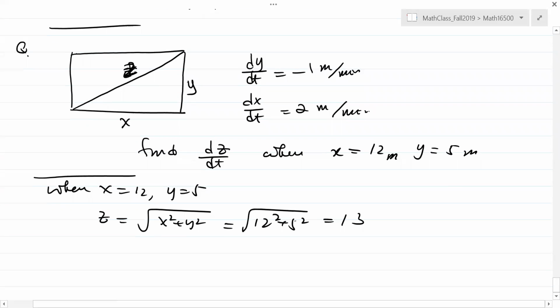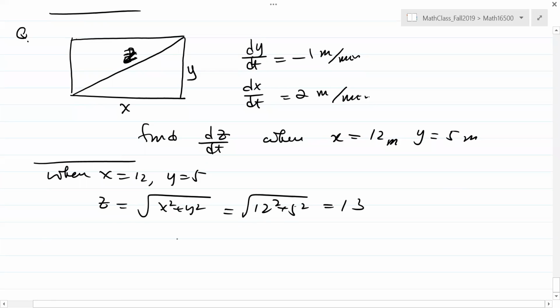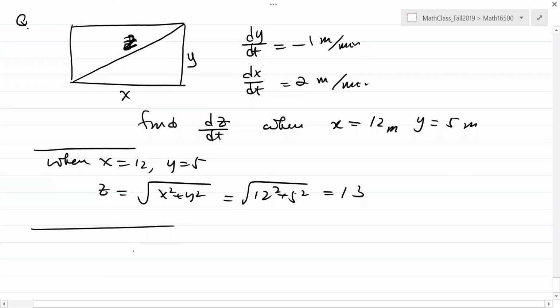But z is a function of t. Otherwise, if z is already 13, the derivative is going to be 0, right? It's not a constant. Just at that moment, I say when x equals 12, I don't know the exact time. I know x, y, z always depend on time t, but z depends on x and y, and x and y depend on t. So in general, you have this relationship, right?